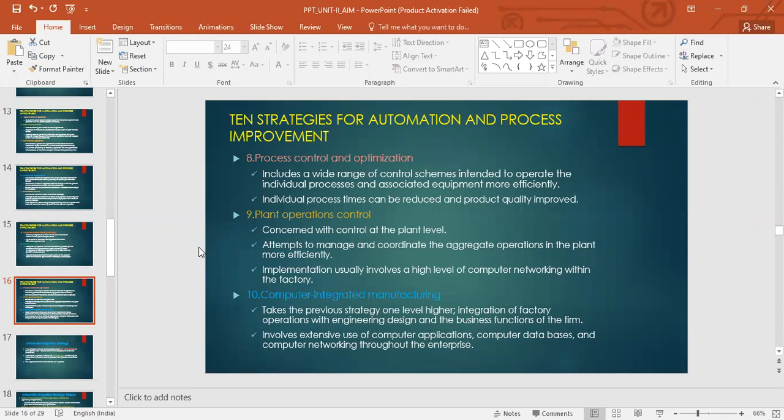So, any doubts regarding these three strategies that we discussed just now? No doubts? Okay.